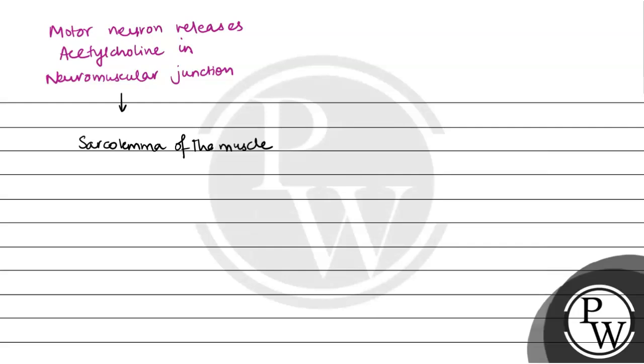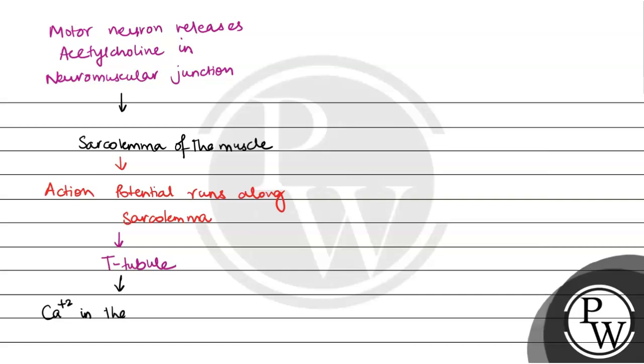After reaching the sarcolemma of the muscle, the action potential runs along the sarcolemma and then finally the action potential enters the T-tubule. उसके बाद this action potential releases calcium ions in the sarcoplasm from the sarcoplasmic reticulum.